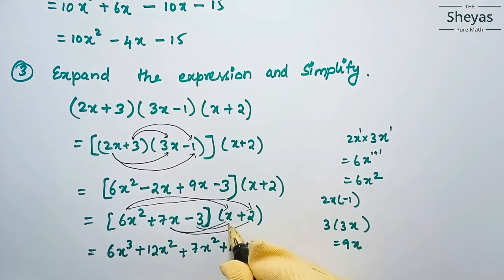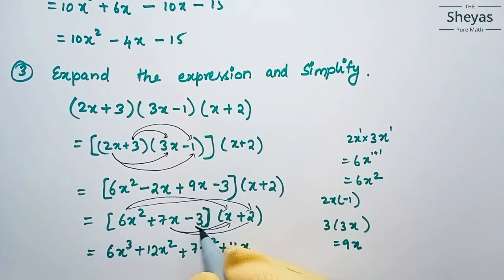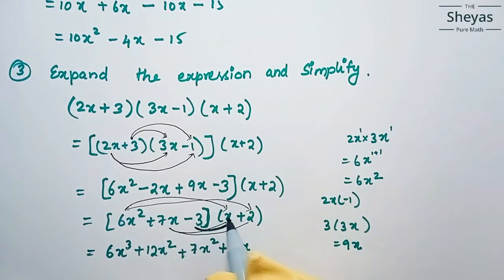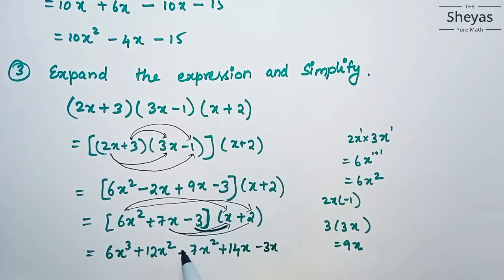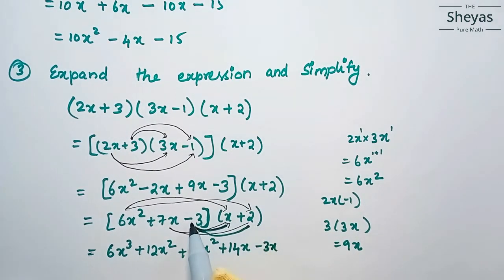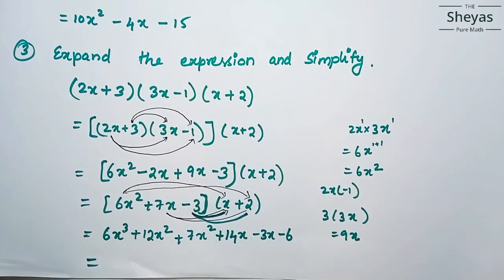Now the constant term with the expression. So minus 3 into x. Minus 3 into x is minus 3x. Then minus 3 into 2. First what you have to do, minus 3 into x, that is minus 3x. Then minus 3 into 2 is minus 6.